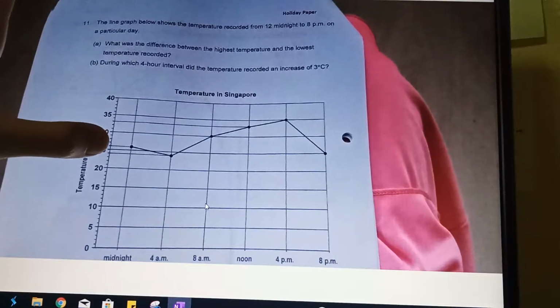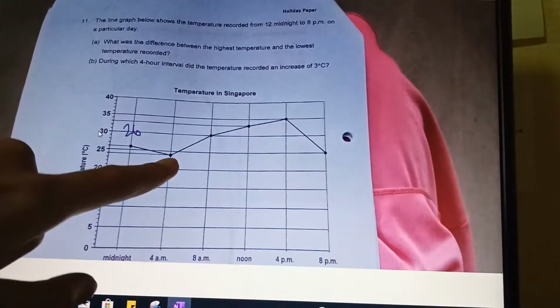The temperature is, this is 25, 1, 2, 3, 4, 5. So the difference here, 25 to 30, the difference is 5 and there are 5 steps. So one step is an increment of 1, right? So this is 26. So at 12 midnight is 26 degrees.